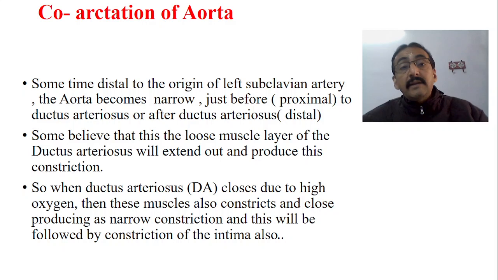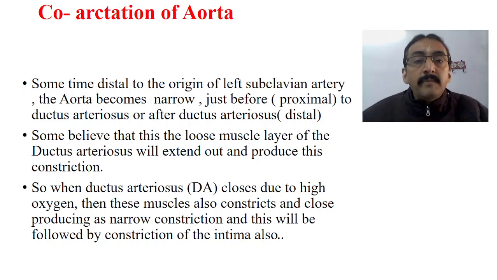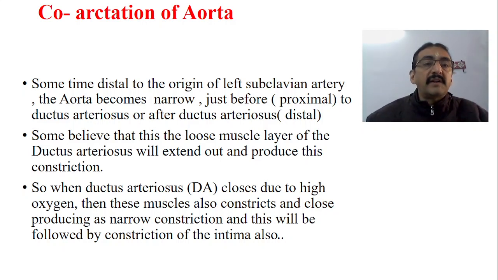We are looking at some of the clinical conditions. One is over, that is a double aorta. Another is coarctation of the aorta. Sometimes, distal to the origin of the left subclavian artery, the aorta becomes narrow just before or proximal to the ductus arteriosus, or after the ductus arteriosus. This narrowness may be proximal or distal.